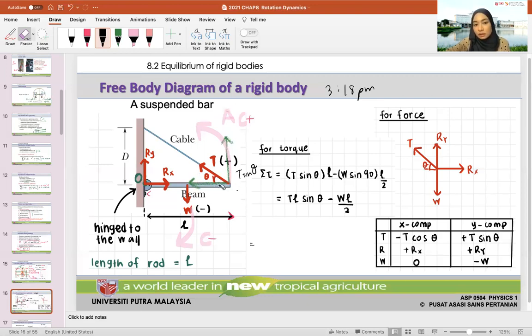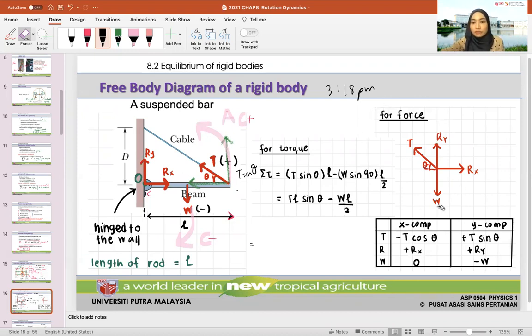T sine angle, I don't know what the angle is. T sine theta times L is going to give me positive. This is the positive component over here. And this guy, W times L over 2, and the angle is sine 90, is going to give me a clockwise rotational motion. So it's going to give me negative. Okay, so this is what we have. We're not trying to solve it. We're just talking about the free body diagram and the equations.